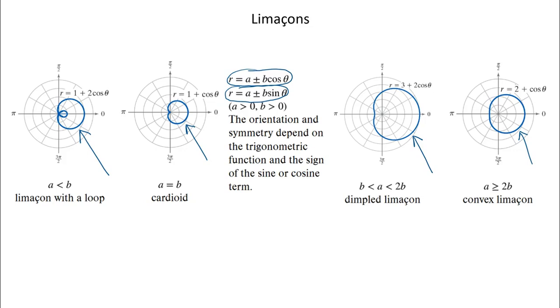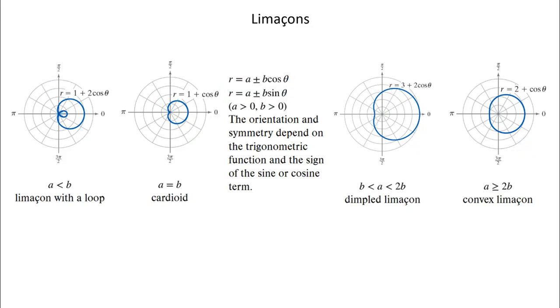Now, sine limaçons are not situated on the x-axis. They're situated on the y-axis. So a sine limaçon would be up here, or up here, or situated here. If the b in a sine limaçon is positive, then the shape will be situated on the positive y-axis. Or if it's negative, it'll be situated on the negative y-axis, or along the angle 3 pi over 2. So positive b sine theta is going to be on the positive y-axis, and negative b sine theta is going to be on the negative y-axis.